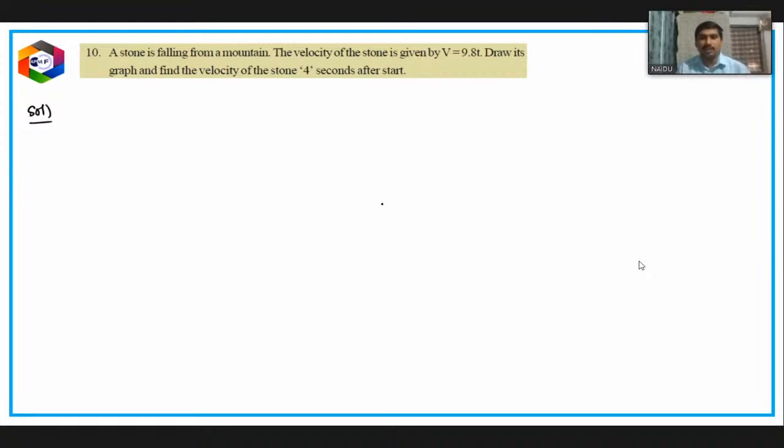Is it clear, children? Now what we are doing is, here the equation itself is given. What is the equation actually? V equals 9.8 into T. Here this 9.8 is the gravitational acceleration.